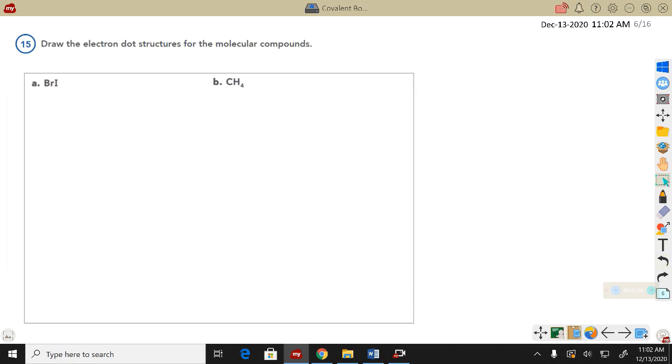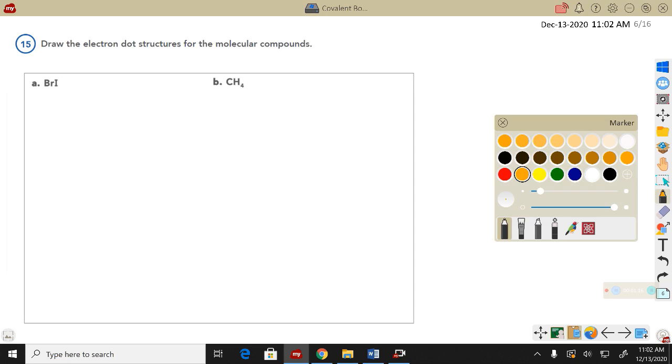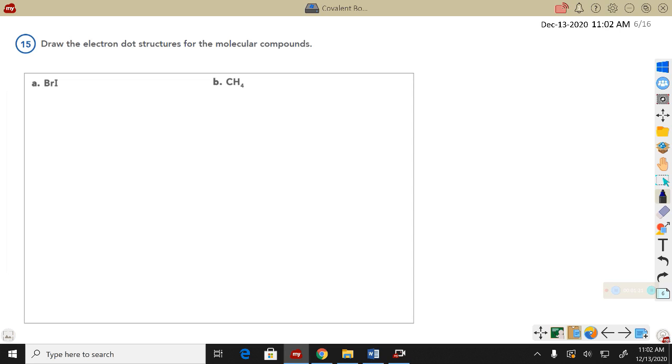So for example, here in number 15, they want us to draw some Lewis structures, or sometimes they're just called electron dot structures. We've got bromine and iodine bonding together in A. And so you just start drawing the dots. Bromine, it's a halogen. 1, 2, 3, 4, 5, 6, 7. And then iodine is also a halogen.